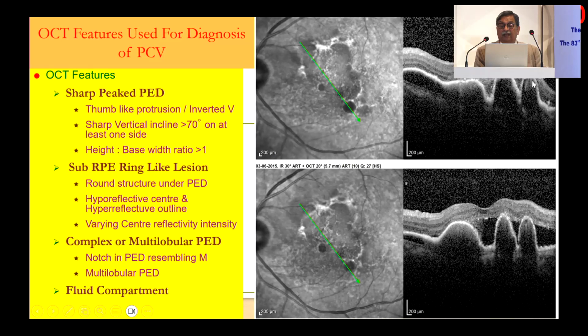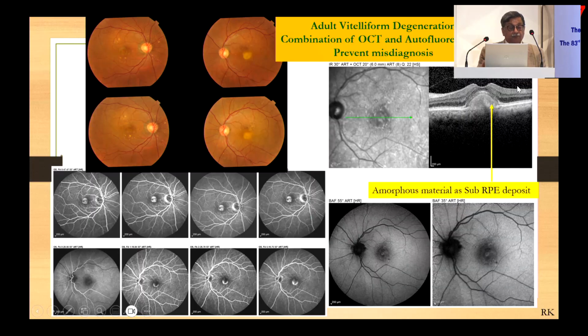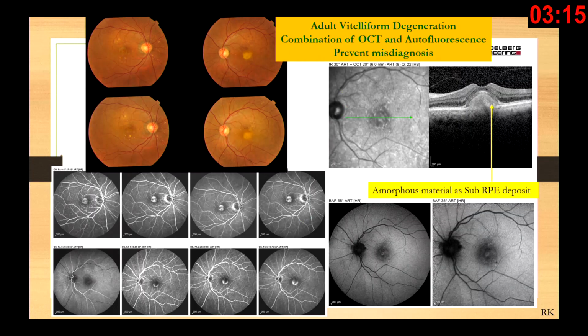Look carefully at this. This is where the polyp is. It has a small area which is hyporeflective, and around that is a hyperreflective area. But be careful not to be confused by another lesion called adult vitelliform degeneration, which can give you the same kind of picture of a type 2 CNVM.